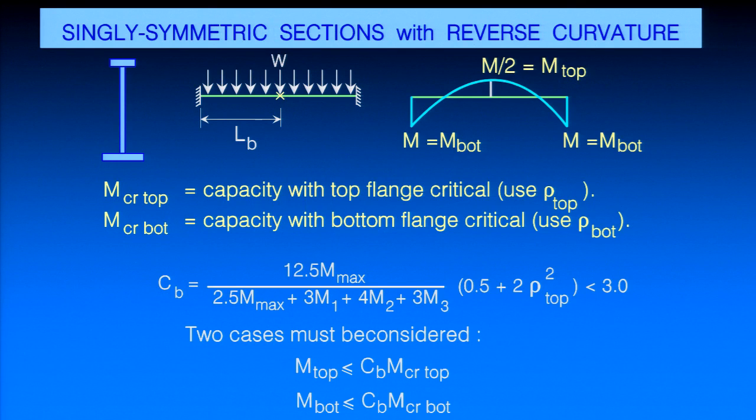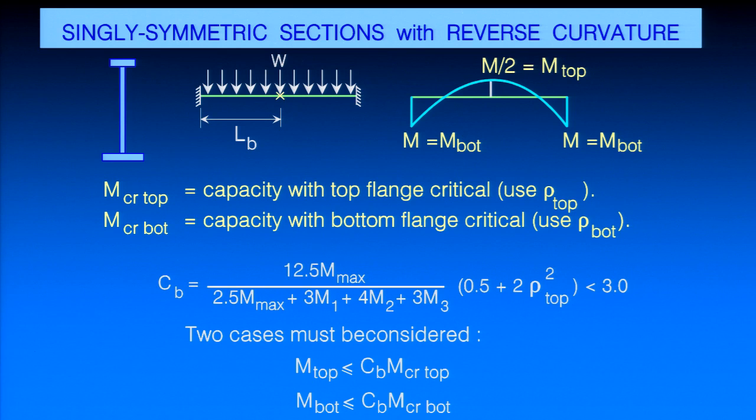When we end up looking at this, first of all, we have to put a modifier on the C sub B factor. What we ended up finding that works very well here is taking the original C sub B equation and putting this modifier, 0.5 plus 2 times rho top squared. Rho top here is just IY of the top flange divided by IY of the section. And we had to put an upper limit of 3 on there.